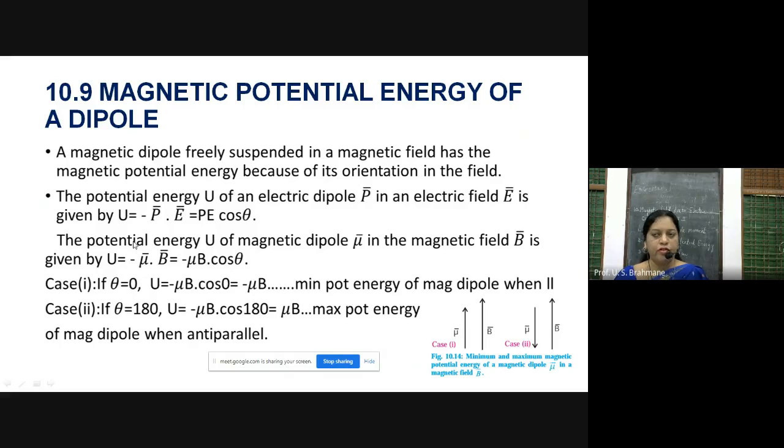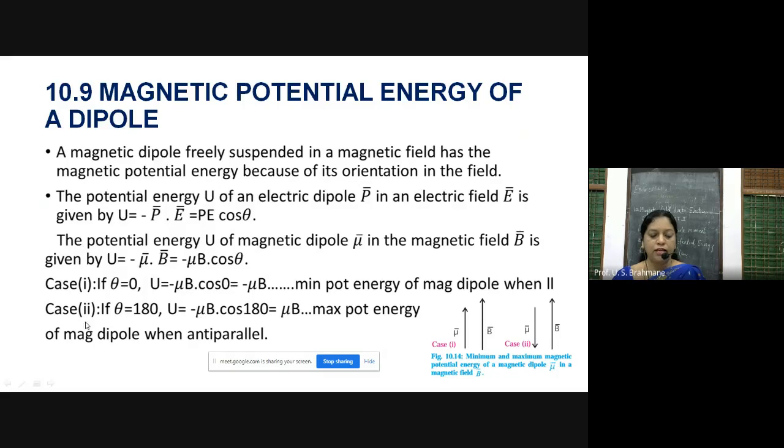Now there are two cases. If theta is equal to 0, U is equal to minus mu B cos 0. So cos 0 we know is 1. So that is equal to minus mu B. That is the minimum potential energy of the magnetic dipole when they are parallel, when mu and B are parallel. In the figure you can see that this is the minimum energy. It is minus mu B.